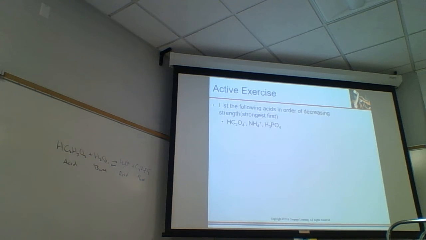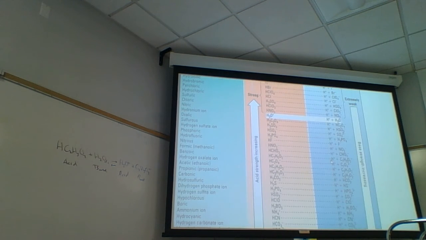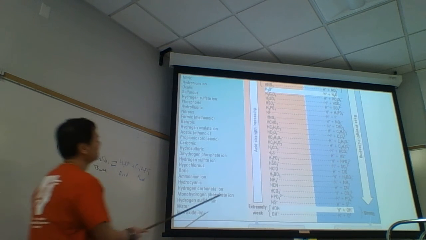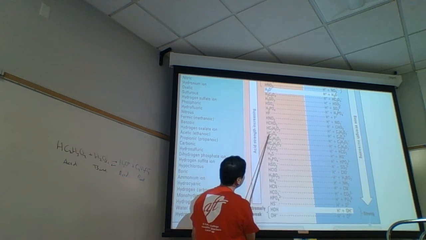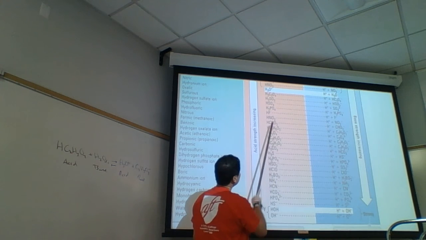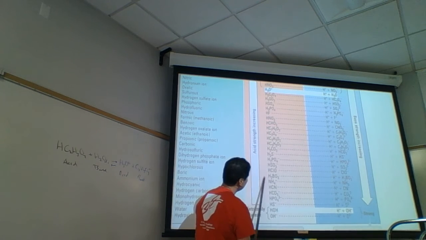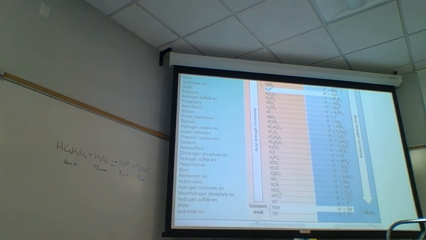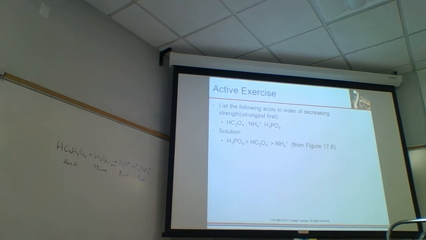Which is next? Maybe that's more difficult. And so what we'll do is just look at the chart table. Here's phosphoric acid, here's hydrogen oxalate, and here's ammonium. So it'll go phosphoric acid, to hydrogen oxalate, down to ammonium. Ammonium's a pretty weak acid, but it's still better than water. So we could use the chart to determine that. That's what they expected us to do.